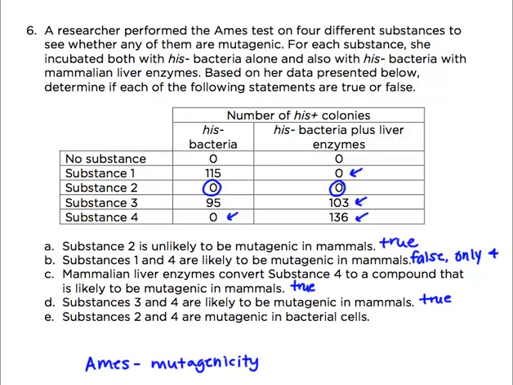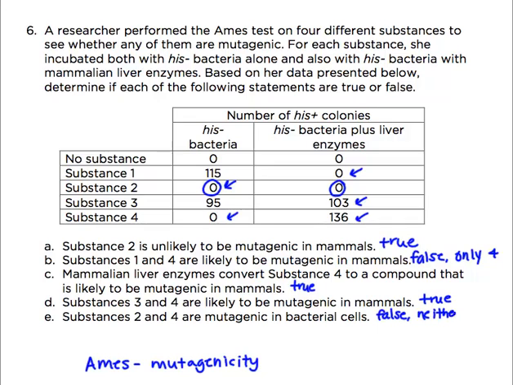And finally, statement E, substances 2 and 4 are mutagenic in bacterial cells. So we're going to look at 2. There are no revertant colonies when you're just looking at bacteria alone, and the same goes for substance 4. So when you don't see any revertant colonies, that means it isn't mutagenic to bacteria. So this is false. Neither are mutagenic to bacteria.